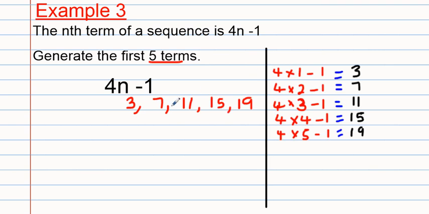Okay, did you get it right? I've written the workings on the side here to help you when you're doing your revision. So for the first term, 4 times 1 is 4, take away 1, and that gives you 3. So I've shown the workings. Did you get them right? Well done. Okay, the next example.